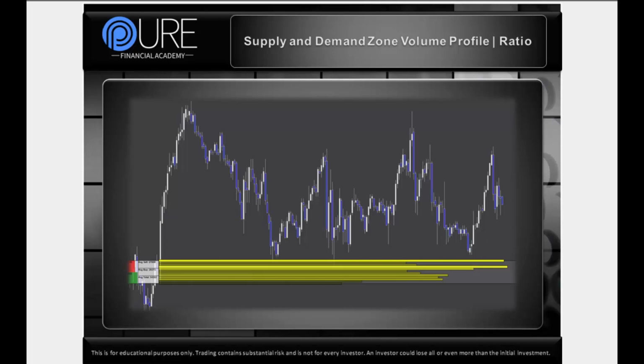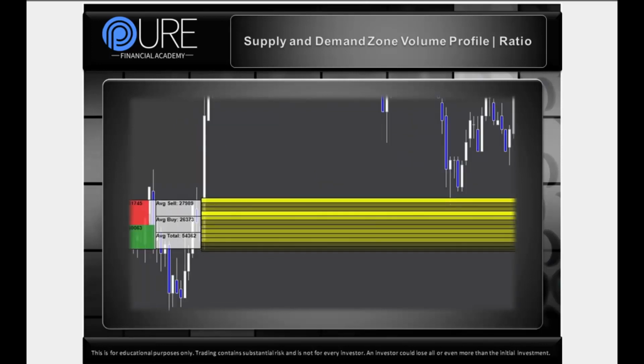Sorry, guys. I just knocked my mouse off my desk there. Sorry about that. Okay, so let's keep moving forward. See if I can zoom in there.